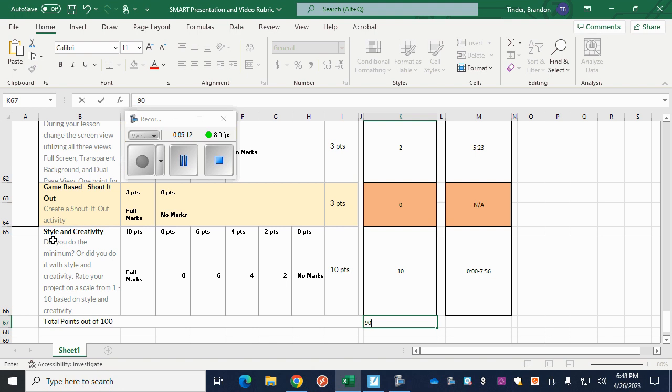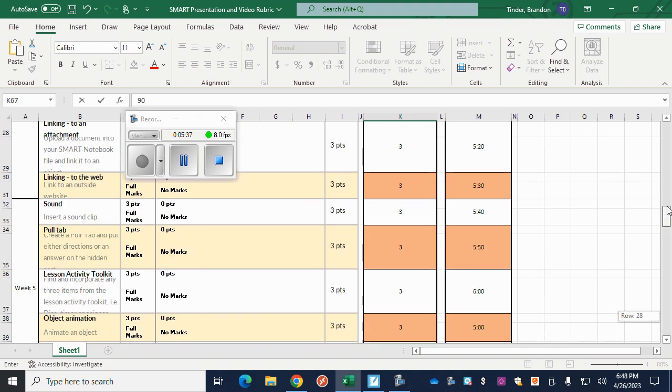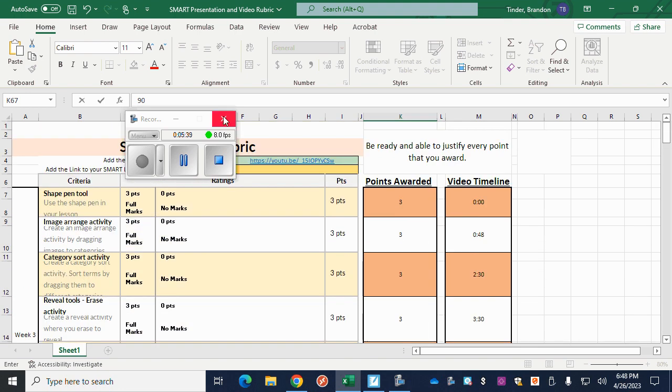And then style and creativity, I gave myself 10 points for showing them Pythagorean theorem in several different ways using creative approaches. The chess activity is where I gave myself some more points on that. Also with the use of images throughout. So that gives me a 90 out of 100. And that is my justification.